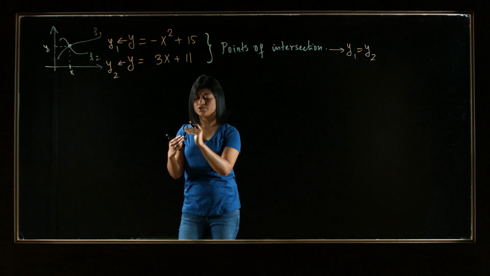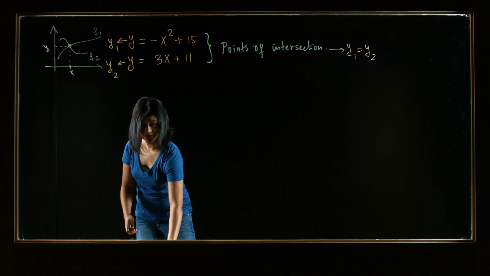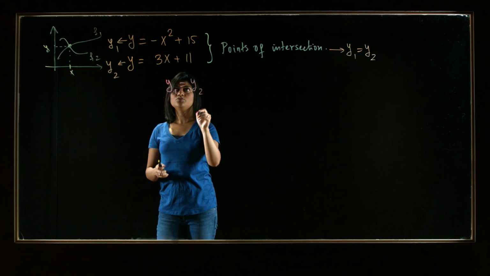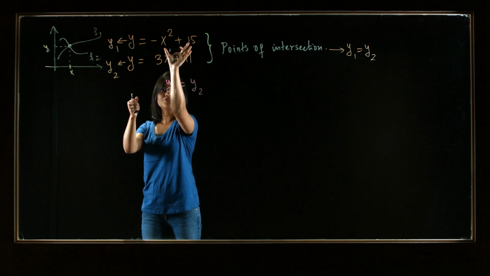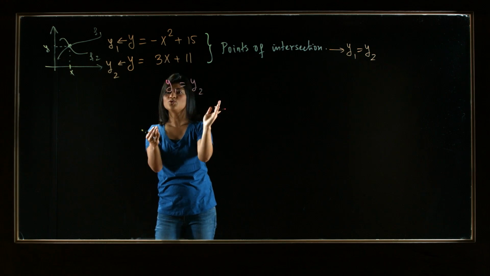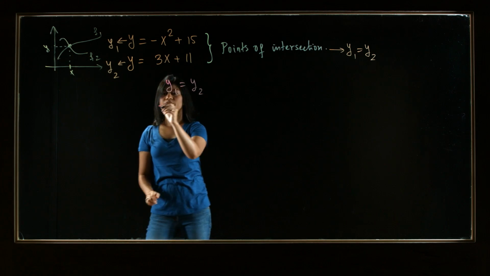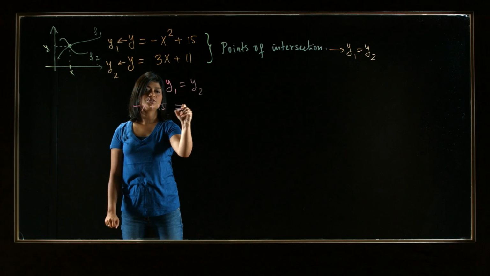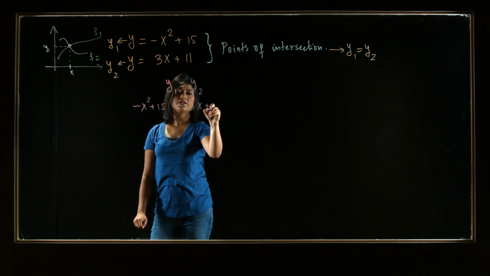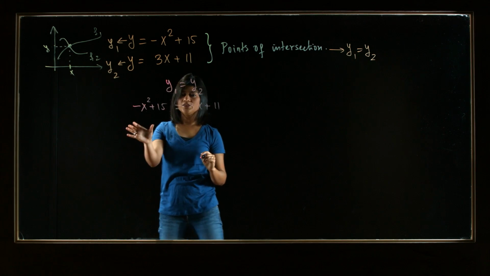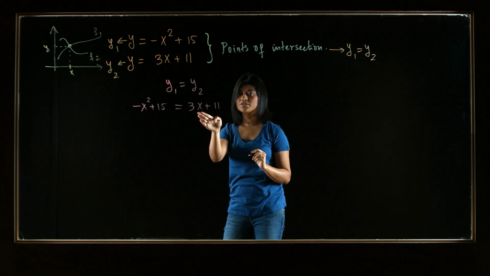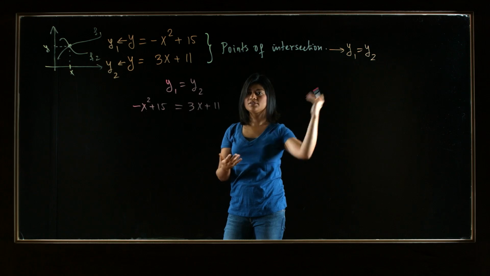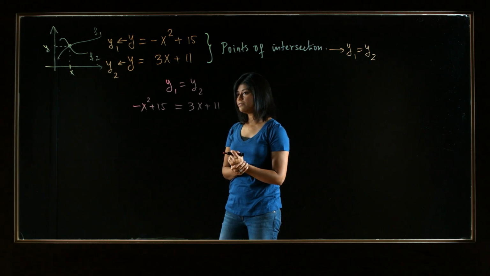And what will that give us? Well, if we set y1 equals y2, we just take the expression for each one and set them equal to each other. So we have negative x squared plus 15 will be equal to 3x plus 11. And notice that now we have an equation in x, and we have to solve for x. And that should give us the points that we intend to find.